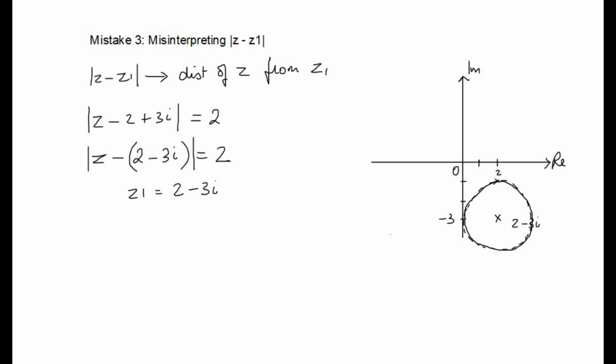Students make two errors here. One is they misinterpret z1, and the second is that they assume that all circles are centered at the origin. They are not. So once you identify z1, the circle is centered at z1. So the key ideas to remember are: modulus represents distance from the origin, argument represents an angle with the positive real axis, and modulus of z minus z1 represents distance from another point, which has to be identified correctly. Once you understand these geometric interpretations, Argand diagram questions become much easier.